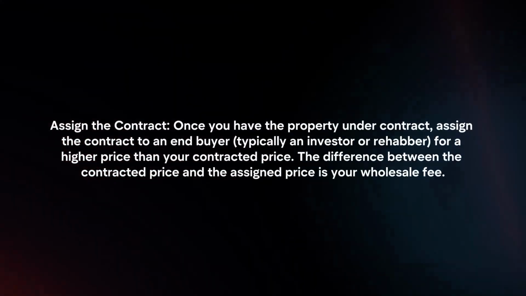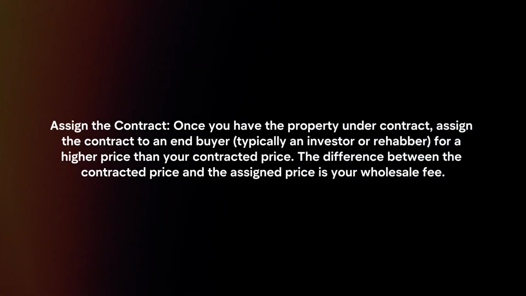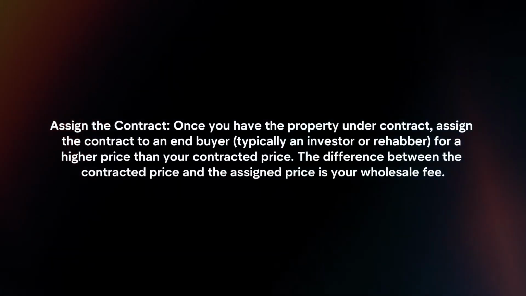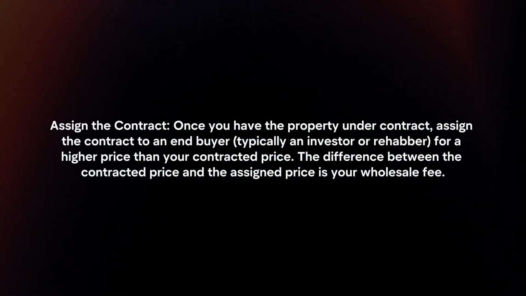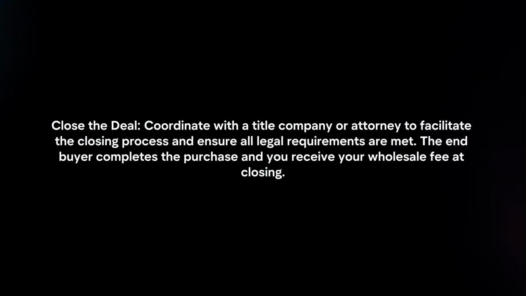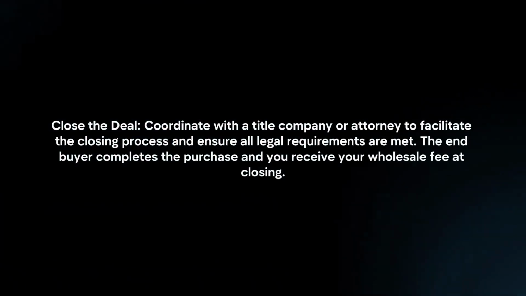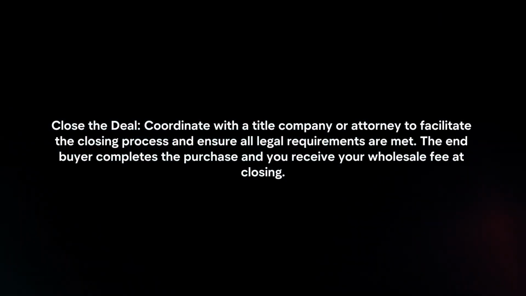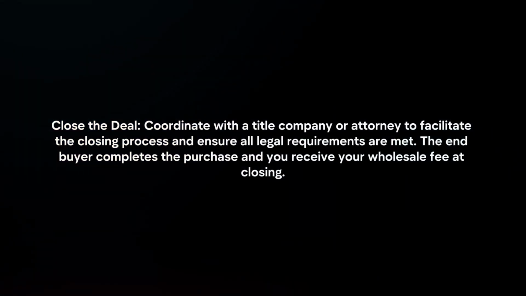Assign the contract. Once you have the property under contract, assign the contract to an end buyer for a higher price than your contracted price. The difference between the contracted price and the assigned price is your wholesale fee. Close the deal. Coordinate with a title company or attorney to facilitate the closing process and ensure all legal requirements are met. The end buyer completes the purchase and you receive your wholesale fee at closing.